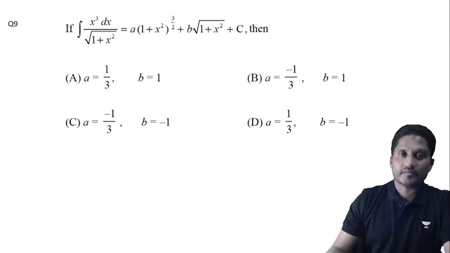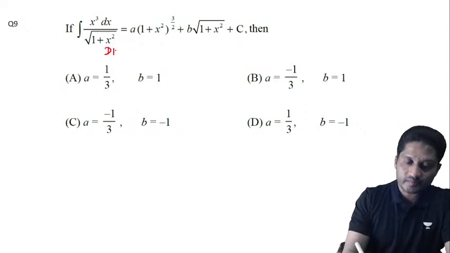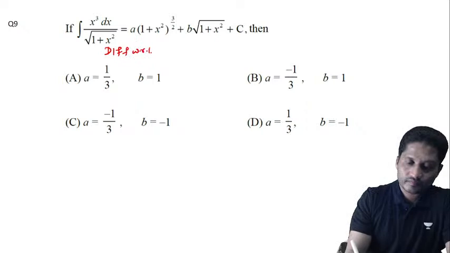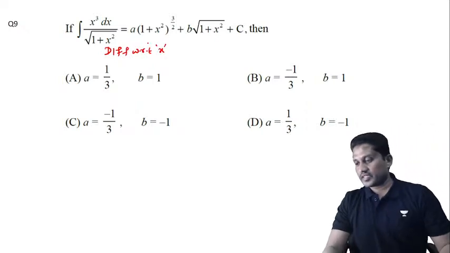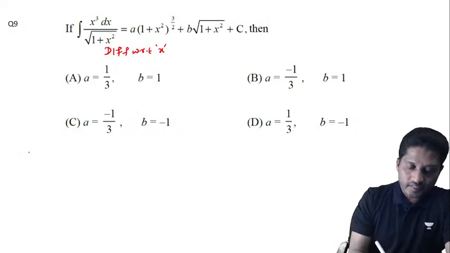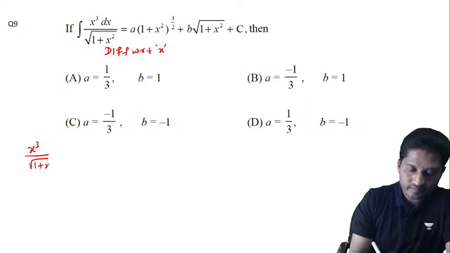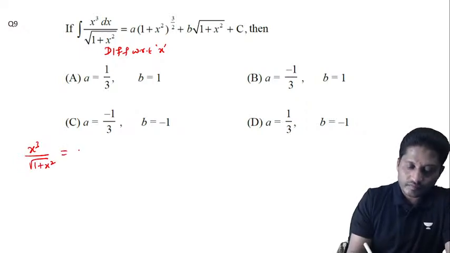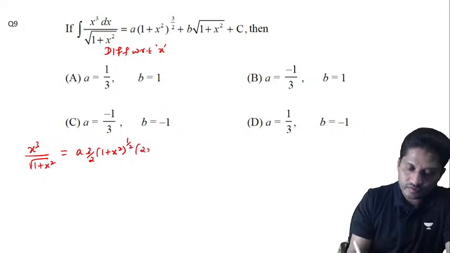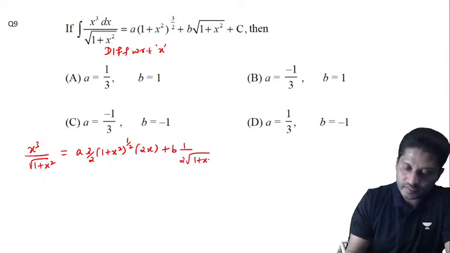See, even this question, same logic. I'll differentiate with respect to x. If I differentiate with respect to x, integral sign will vanish. So this is x cube divided by root of 1 plus x square is equal to a into 3 by 2 into 1 plus x square whole power 1 by 2, and differentiation of x square is 2x, and differentiation of root x is 1 by 2 root x, 1 by root of 1 plus x square, and differentiation of x square is 2x. This 2 will cancel with 2, 2 will cancel with 2.